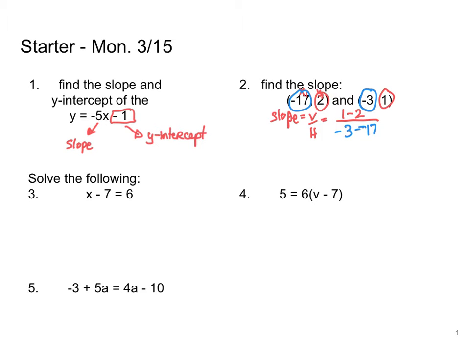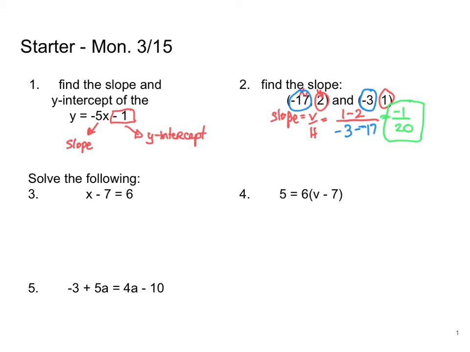And let's go ahead and get our calculators. Let's figure out what that is. So 1 subtract 2 is -1, divided by 3 subtract a -17. Put it in exactly how it looks, and we're going to have 20. So our slope is -1 over 20.